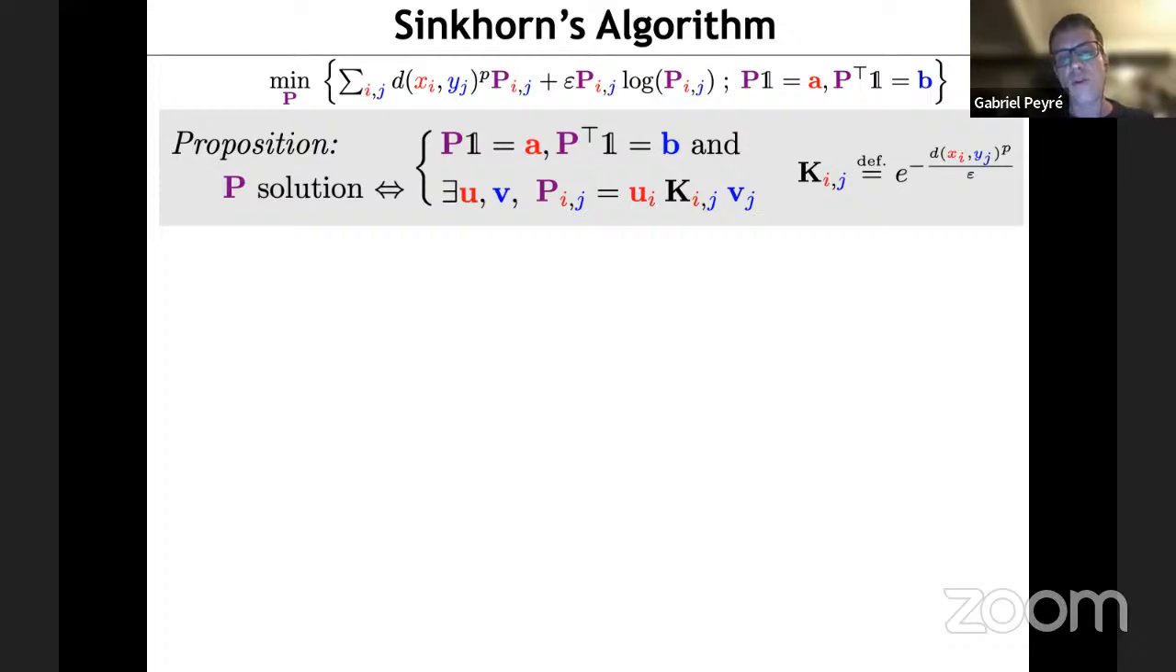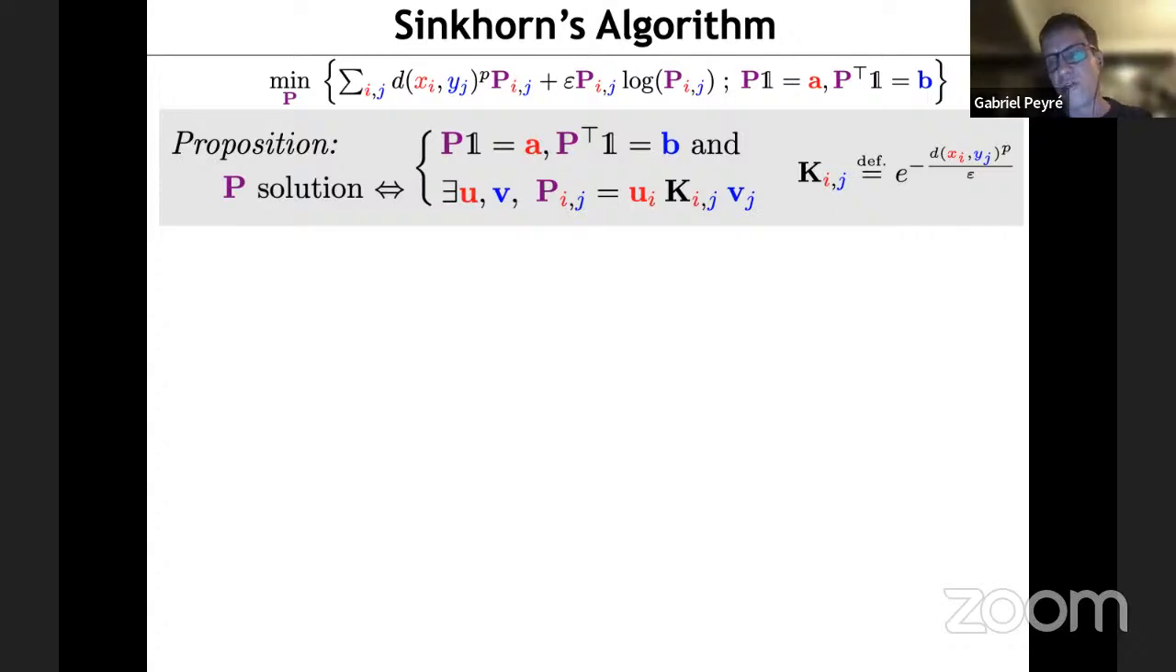And you need, of course, to satisfy the constraints. But you see that capital P is going to be a solution if and only if you can write this capital P in an exponential way. So people would call this a Gibbs distribution. And what does it mean in our case? It means that you should be able to write P as a diagonal scaling of a Gibbs kernel. And I will explain what it means. The Gibbs kernel is capital K. It's just a big matrix, which is the exponential of minus the cost divided by epsilon.